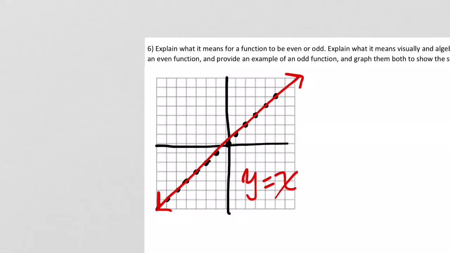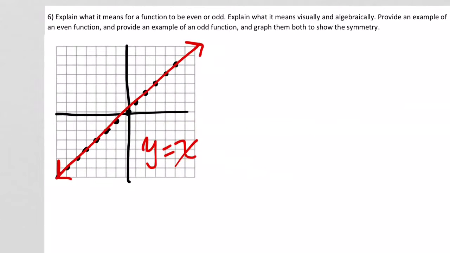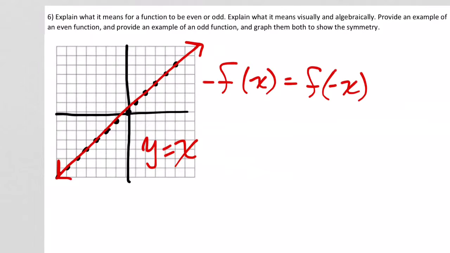The easiest example of an odd function is y equals x. The definition, algebraically speaking, of an odd function is a function f of x that has the following property, where negative f of x is the same as f of negative x. And again, what exactly does that mean? Well, it means you can plop a negative in front of the y value, and it would be the same as plopping a negative in front of the x in your function, then evaluating and getting a y value.